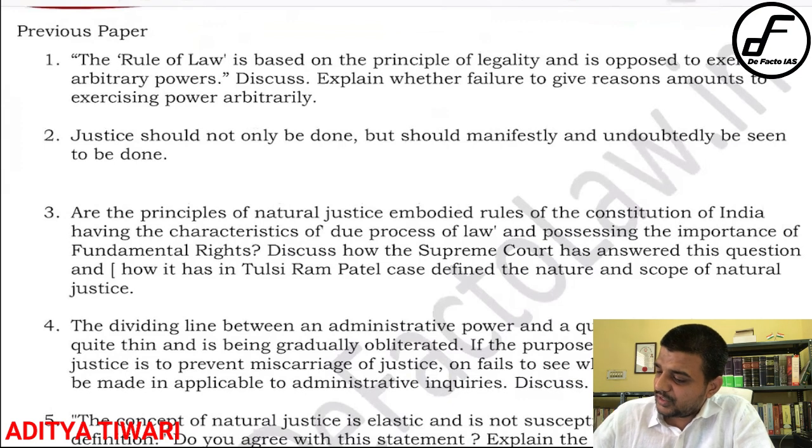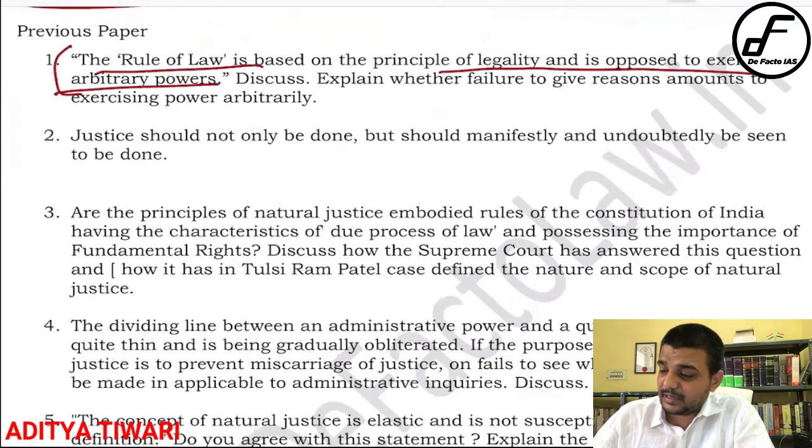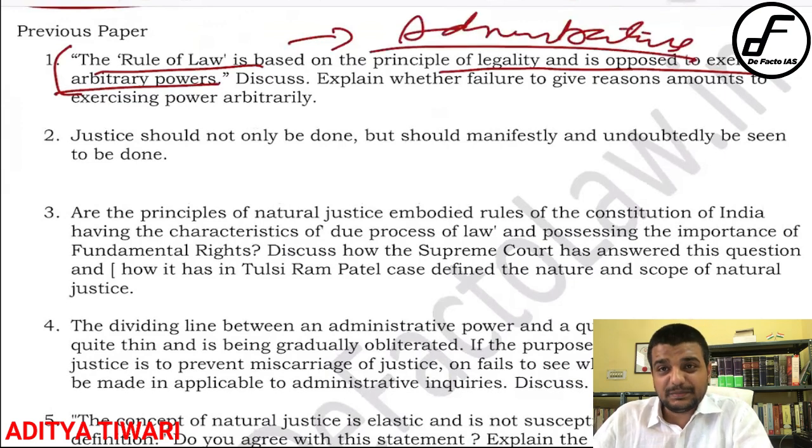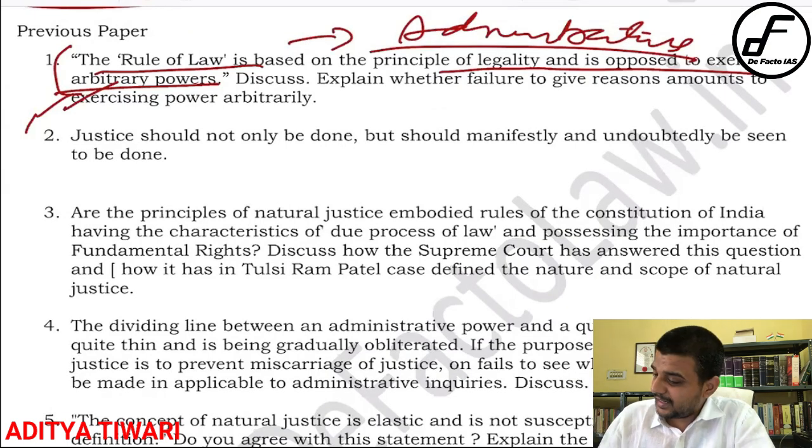See, the rule of law is based on the principle of legality and is opposed to the exercise of arbitrary power. Right. So that is basically the philosophical aspect of administrative law. Okay, so even if there is not a direct question, still the rule of law comes. So you have to find the relationship between rule of law and administrative law. Okay, it is not given directly in the syllabus, but still questions have been there. Here also there has been a question regarding rule of law. Okay, so you have to read that.